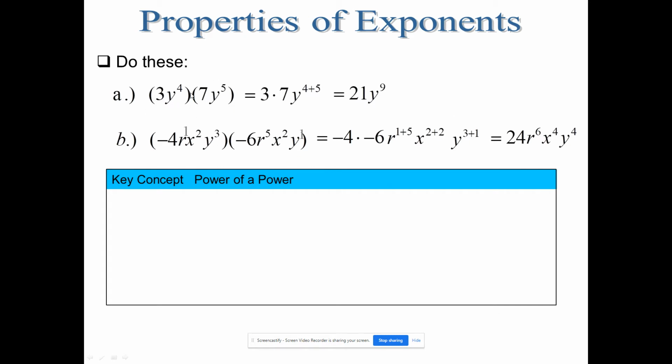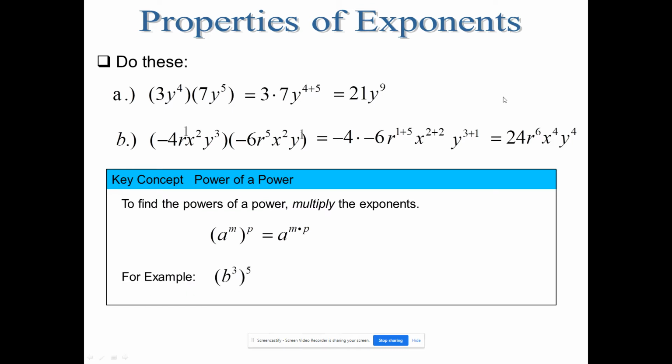So A and B, that's using the product rule, okay, because we're multiplying. All right, so if you have an exponent raised to a power and then you raise that to a power, that's the power rule. Okay, and it says that you again, you're going to keep the base, but you're going to multiply the exponents. So what I've done is I've multiplied m and p.